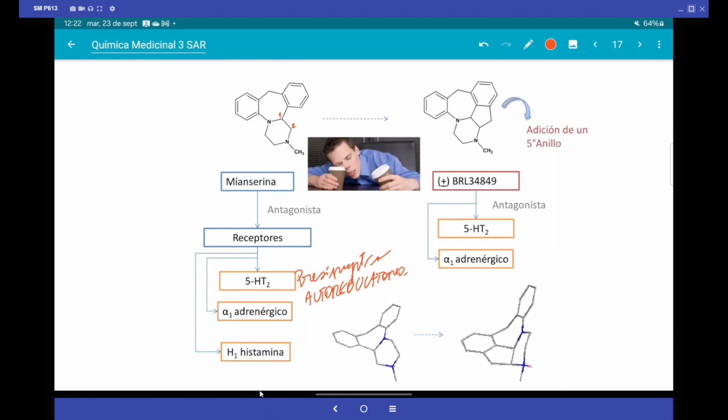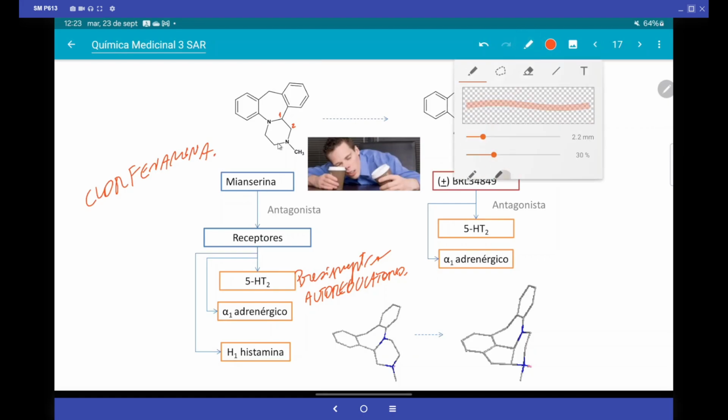The problem is that they also antagonize the histamine H1 receptor, and that is why it produces brutal sleepiness. Many of these antidepressants are consumed at night, precisely because of the adverse effect of sleep that they produce. Another drug, clorpheniramine, you have already consumed it, right? It is perfect for that. Look at the two.